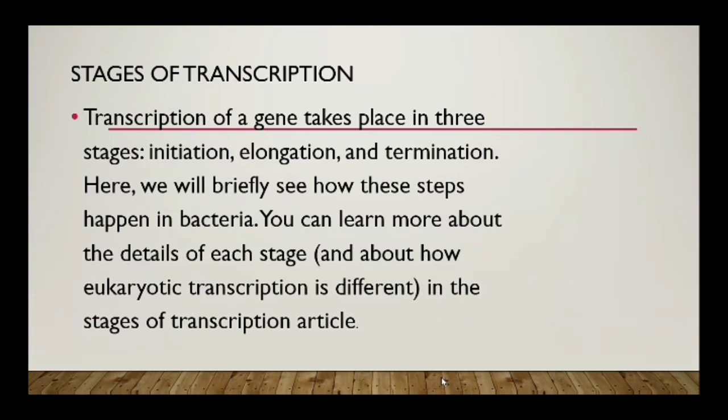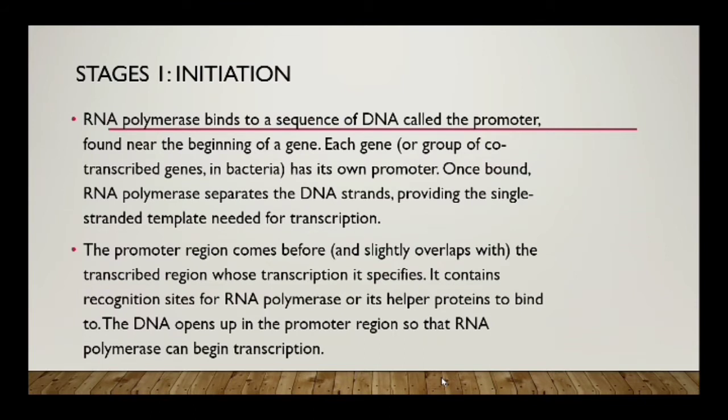Stages of transcription. Transcription of a gene takes place in 3 stages. We have the initiation, elongation, and termination. Here, we will briefly see how these steps happen in bacteria. You can learn more about the details of each stage, and about how eukaryotic transcription is different, in the stages of transcription article.